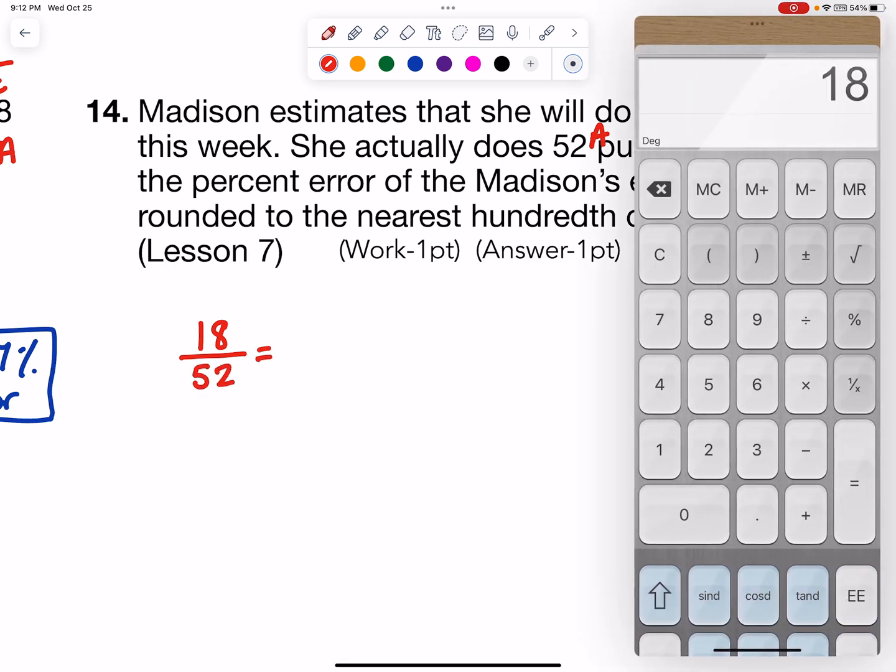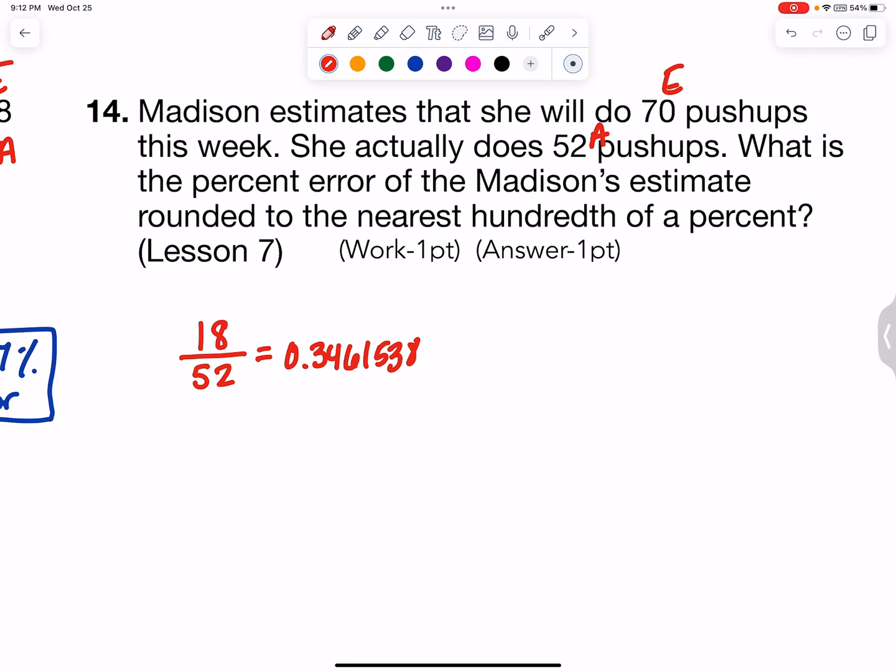So 18 divided by 52 is this decimal, 0.3461538. Plenty in there. We're going to the nearest hundredth of a percent. Swoop, swoop. Hundredth is here. So we can see we are going to have to round there. So we have 34.62% error. And there you go.